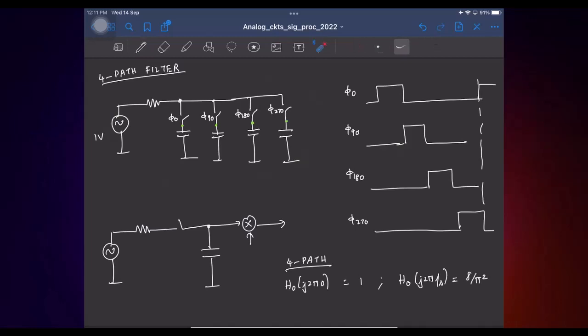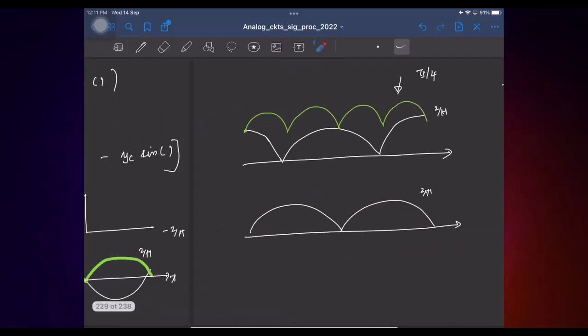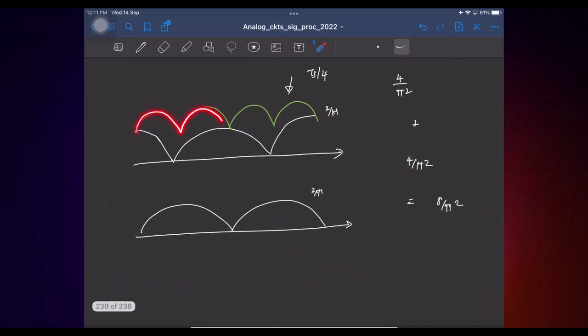Later we took this circuit as such and we computed the harmonic transfer function and verified it. First we found this time-varying frequency response and we found the real and imaginary portions. And this was the real portion, right? You can clearly see that this is periodic at Ts by 4, which is not surprising because we know that for a 4-path system, the overall impulse response and the frequency response vary periodically at Ts by 4, right?